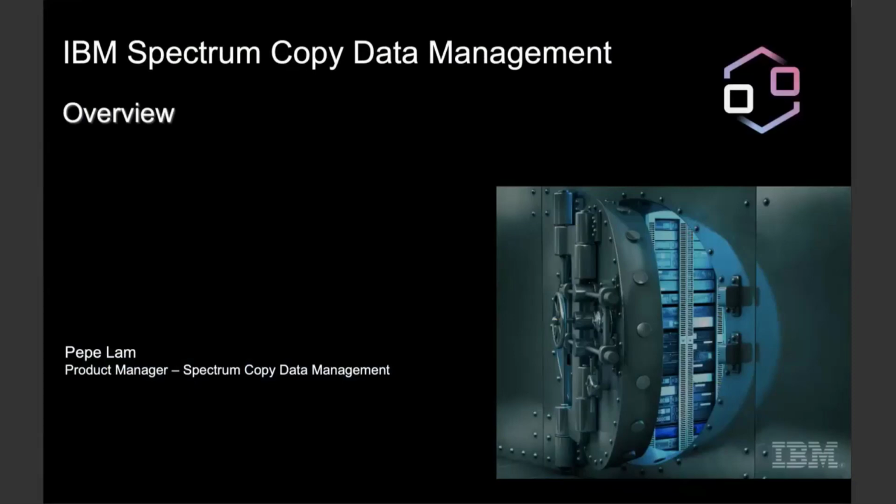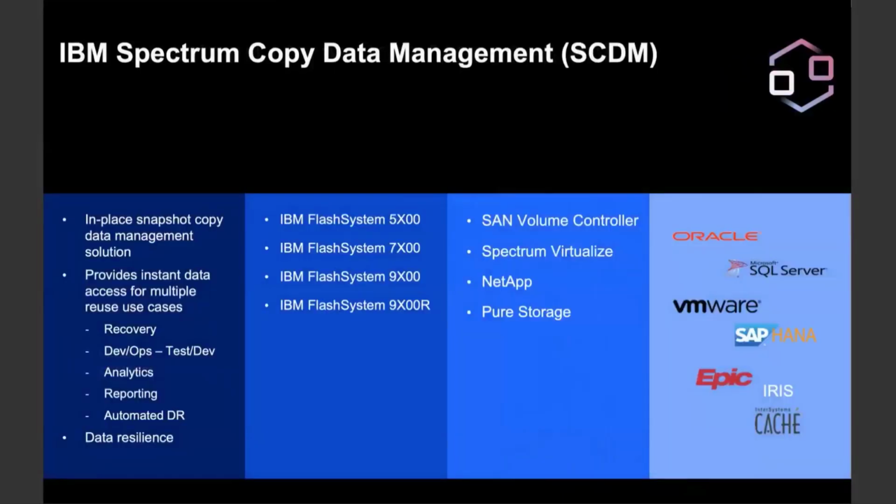Today I'll be giving a quick overview of one of the products of the IBM Data Resilience portfolio called Spectrum Copy Data Management. Spectrum Copy Data Management, or SCDM, is an in-place orchestration tool that manages snapshots and replications for heterogeneous storage environments. SCDM is a software solution that is deployed as a VM and uses hardware API to manage snapshots for multiple storage environments.